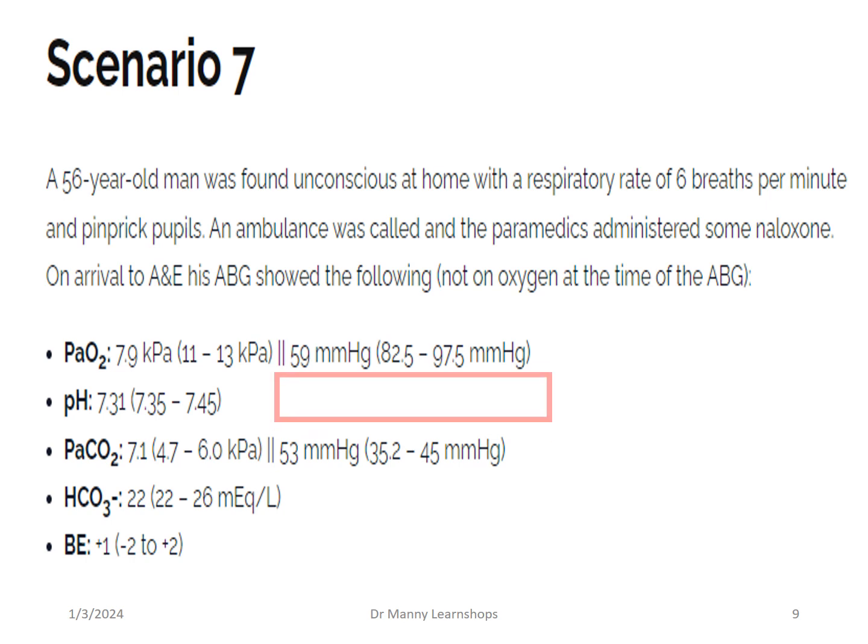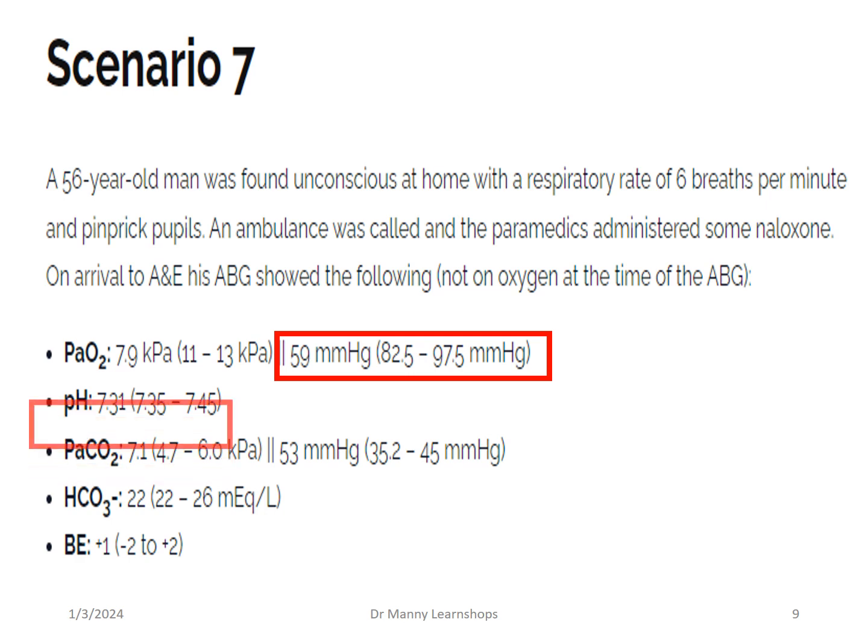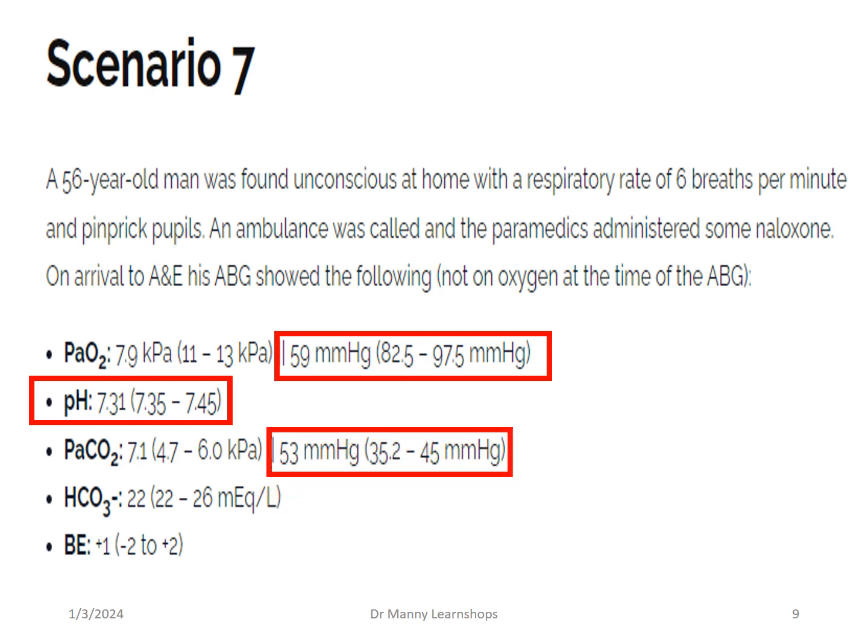When you look at the blood gases, the PO2 is very low, indicating hypoxia. The pH is low, indicating acidosis. The PaCO2 is high, indicating hypoventilation. Well, he's only breathing 6 breaths per minute, but he's hypoventilating as well. The bicarbonate and base are essentially normal. So what's your interpretation of this blood gas?